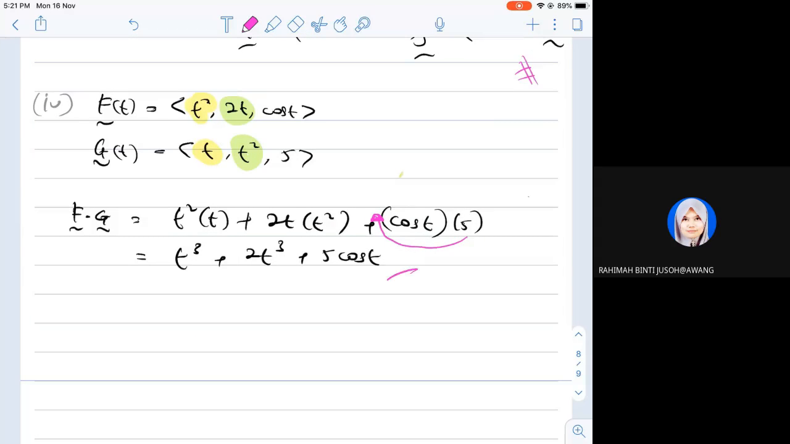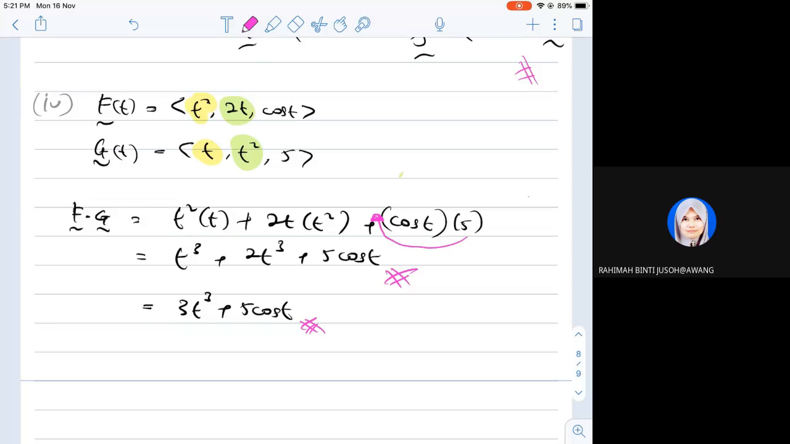Done. Finished. Not finished yet. We can simplify this. So 2t cubed plus t cubed is 3t cubed, plus 5 cos t. Okay, done.